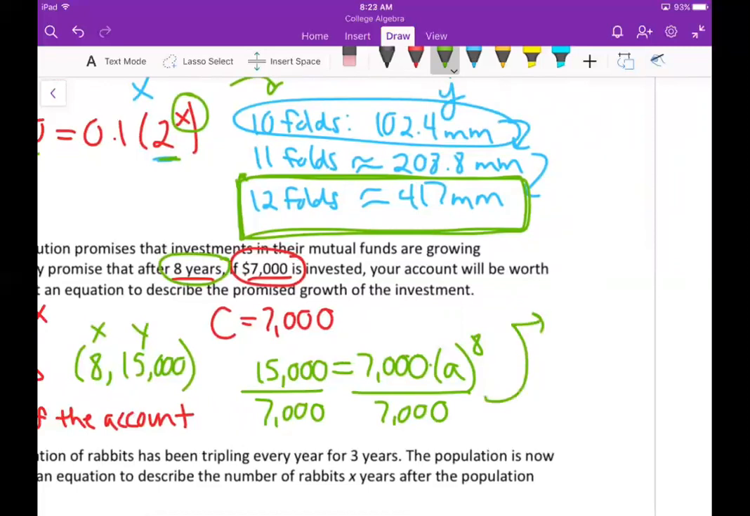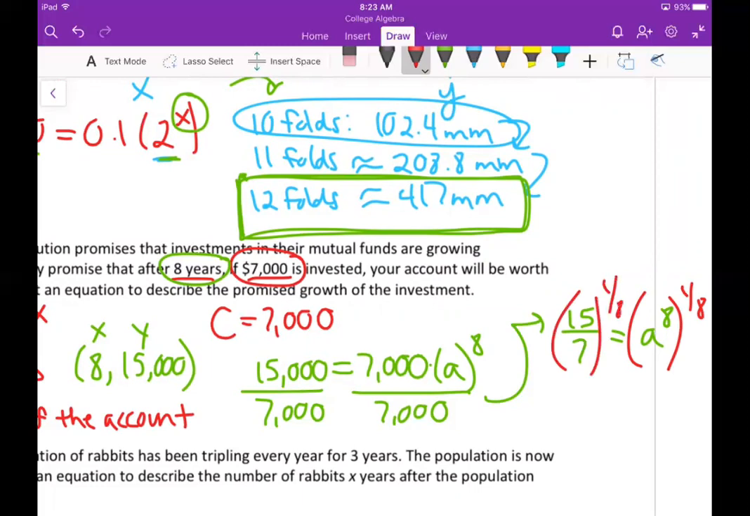So 15,000 divided by 7,000 will just simplify to 15 over 7, and that leaves us with a to the 8th. Now, we have a power that we need to undo. Remember what undoes powers? Roots. So what I'm going to do to both sides is take the 8th root of both sides, which is the same thing as taking both sides to the 1/8 power.